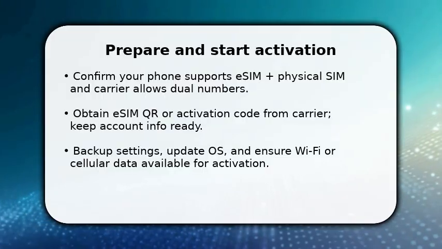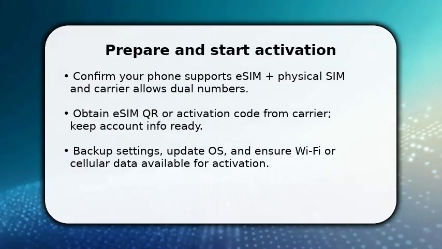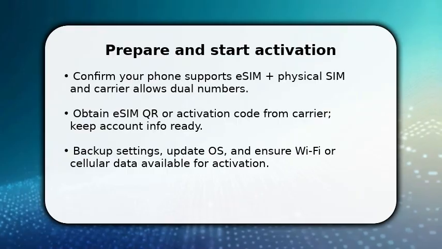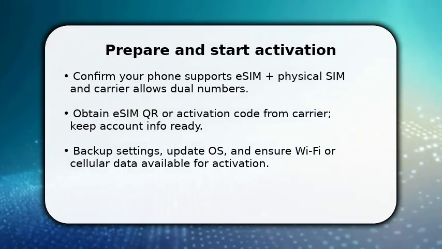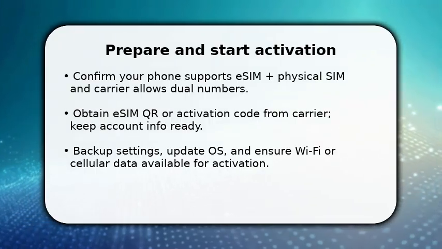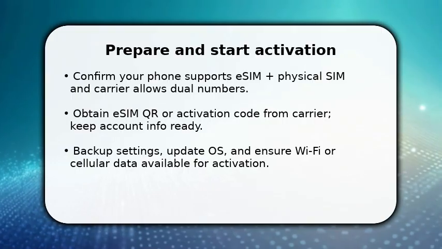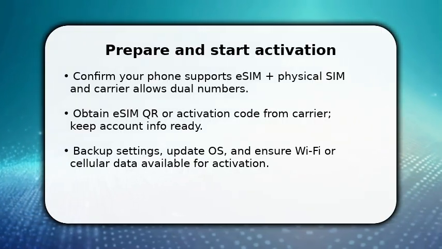You need two numbers on one SIM setup, a physical SIM and an eSIM profile. First, confirm your phone model and carrier permit dual profiles. Once confirmed, request an eSIM QR or activation code from your carrier and keep your account credentials ready. Make sure your device OS is updated and you have Wi-Fi or mobile data.